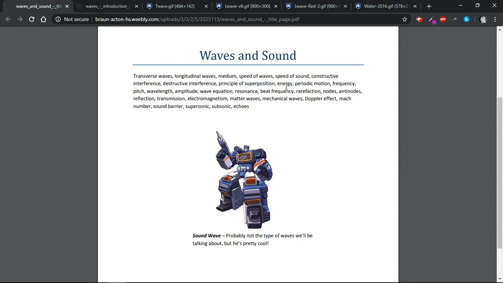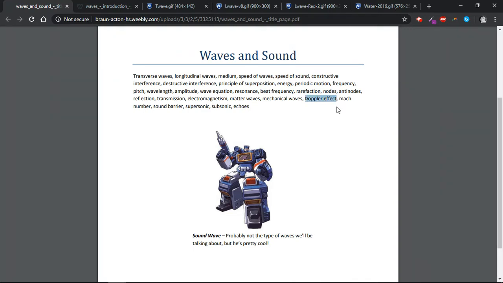It's similar. We're going to learn about the energy that waves carry, what periodic motion is, frequency, pitch, wavelength, amplitude, what's something called the universal wave equation that's really important, a concept called resonance, beat frequency if you want to tune an instrument and things like that. You can talk about how beat frequencies are forms of constructive and destructive interference that allow you to tune an instrument. We're going to talk about what rarefaction is, nodes and antinodes. These are really cool. Reflection, transmission, electromagnetism or light, matter waves, mechanical waves.